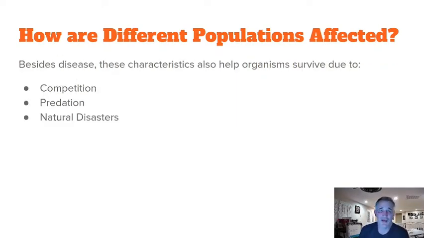Besides disease, other characteristics can also help an organism either survive or have problems surviving. These different things could be competition, either inter or intra-species, as we've mentioned already. Predation, how many predators are in the area. Natural disasters can affect population size. It's usually a little bit more random because they tend to be spontaneous events that can't be controlled, or we can't control where it's going to hit or occur.